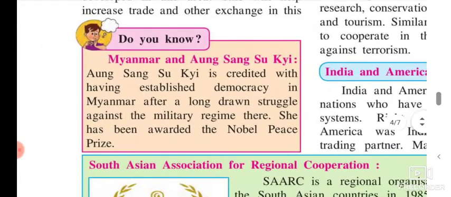We have a box over here, information box. Let's look into it. Aung San Suu Kyi is credited with having established democracy in Myanmar after a long drawn struggle against the military regime there. She has been awarded the Nobel Peace Prize.